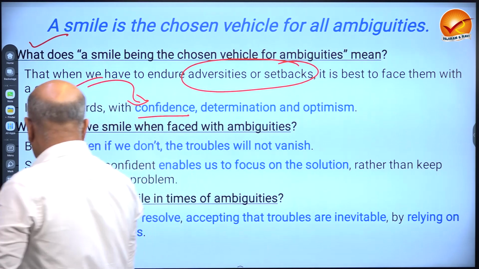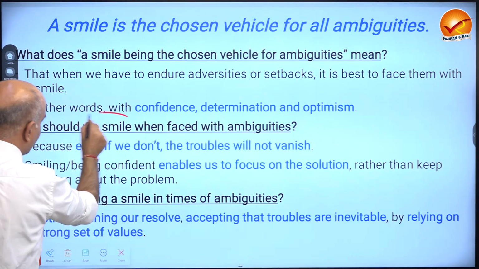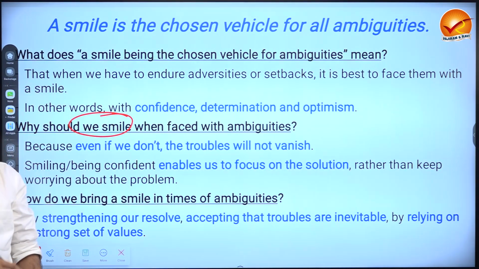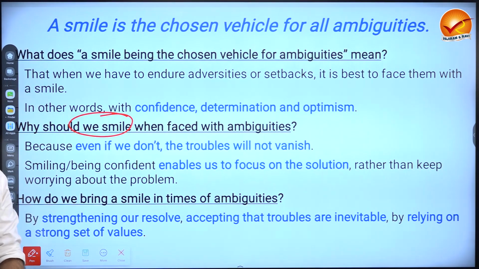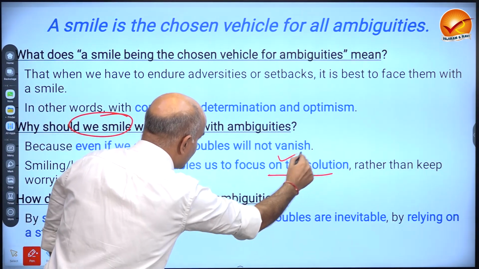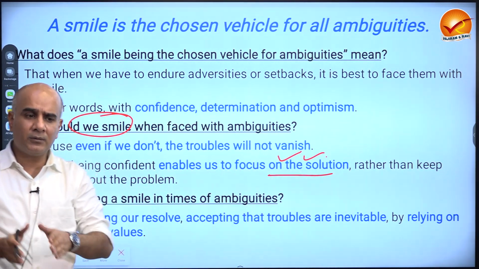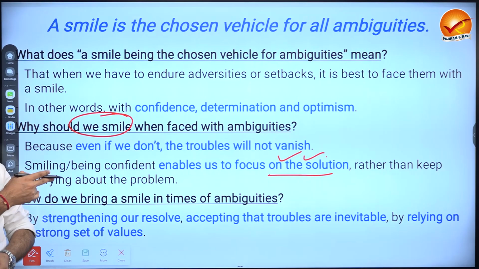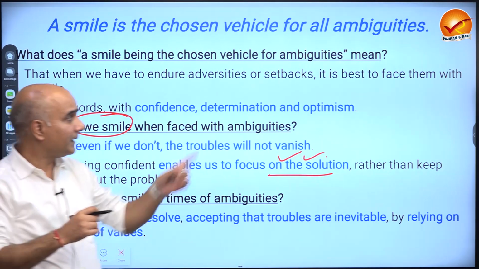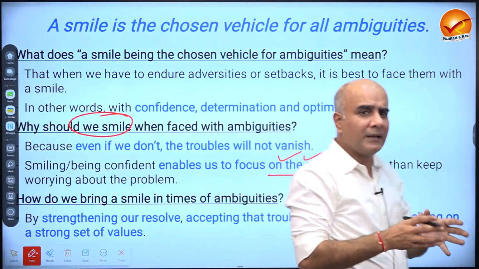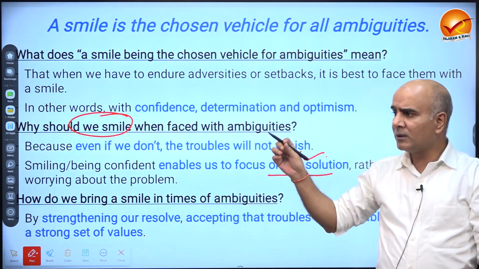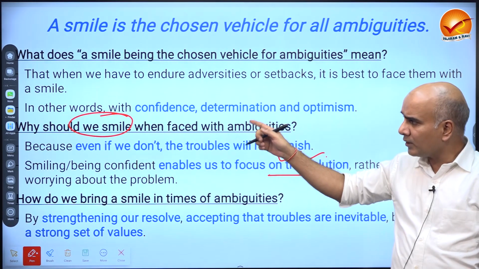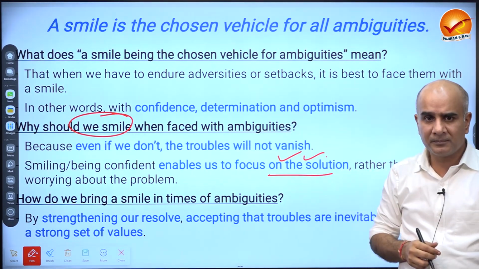Raising the second question here, why should we smile when we are faced with troubles, when we are faced with ambiguities? Because even if you don't smile, the troubles are not going to vanish. On the other hand, if you do smile, what does that do? That enables us to focus on the solution rather than to keep worrying about the problem. When I am optimistic, when I am determined, when I have confidence, it enables me to deal with the problem far better than to not smile, rather not having that optimism.